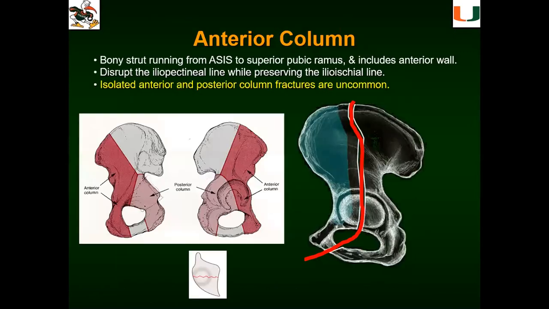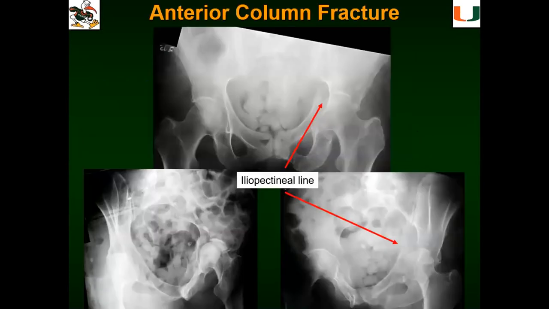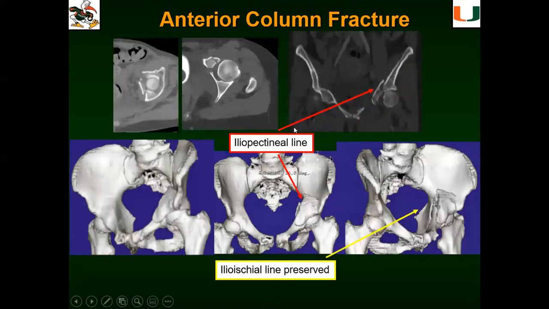This is very, very helpful. And so let's go through this again. Here's that anterior column. And so here's some examples of that anterior column fracture. Both on the frontal and on your Judet views, you're going to see disruption of the iliopectineal line. Again, remember that certain types of anterior column fractures may also disrupt the ischial line as well, based on that diagram I showed you earlier. But again, mostly you're going to see disruption of that iliopectineal line.